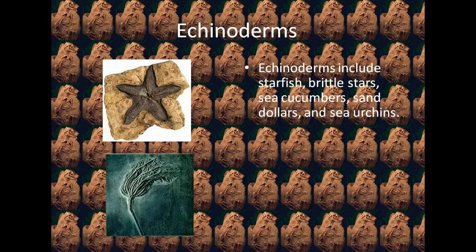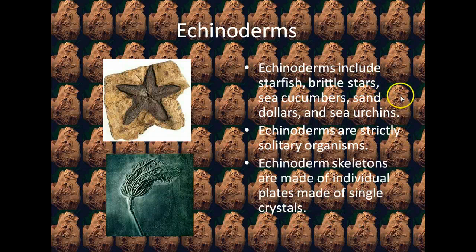Now, yes, they include the starfish, brittle stars, sea cucumbers, sand dollars, and sea urchins. All of those are in the echinoderm family. They are strictly solitary, which means they will not live in colonies or groups. They will strictly be on their own.